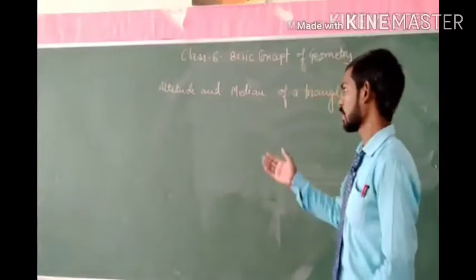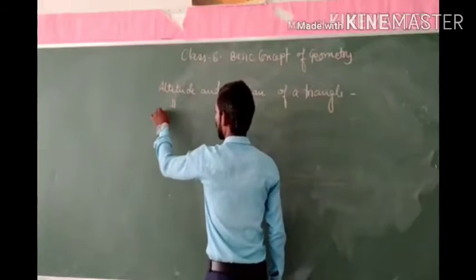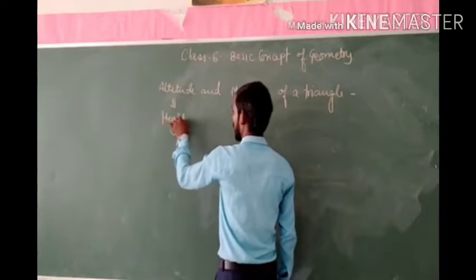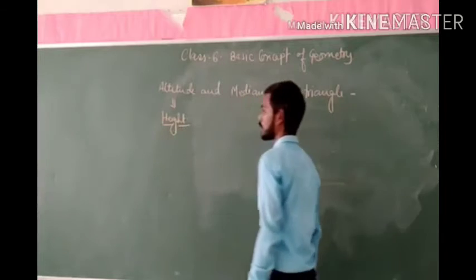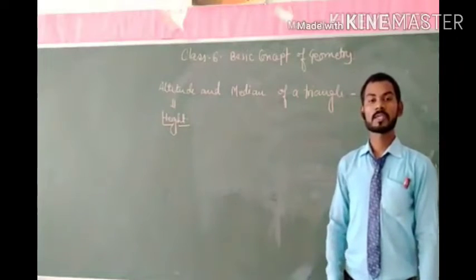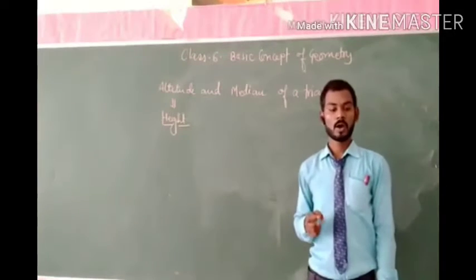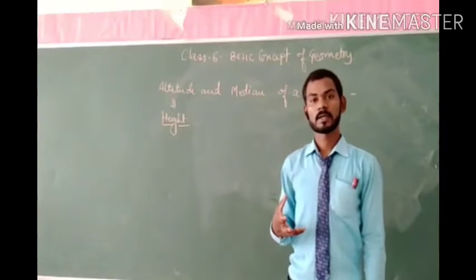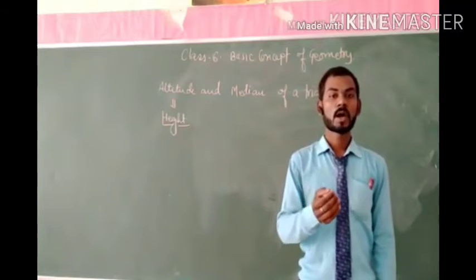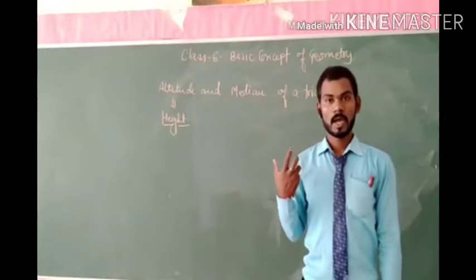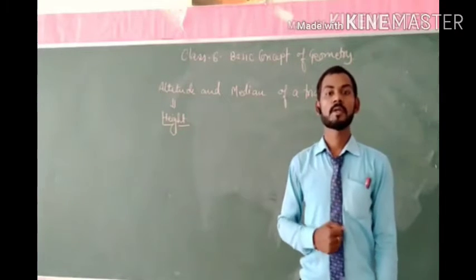So let's see what the altitude is. The meaning of altitude is height. That means here we have to define the height of the triangle. So we say that the length of the perpendicular from the vertex to the opposite base of the triangle is called the altitude or height of the triangle.